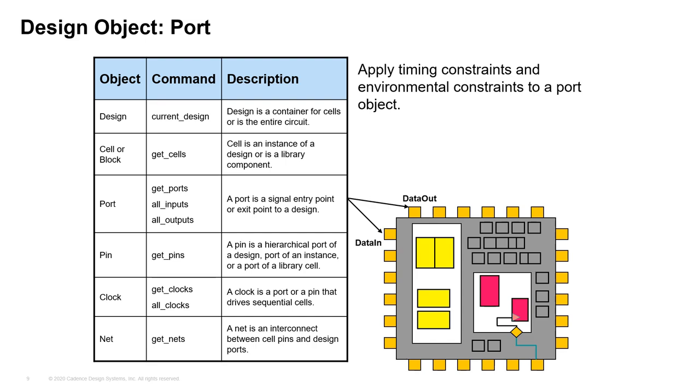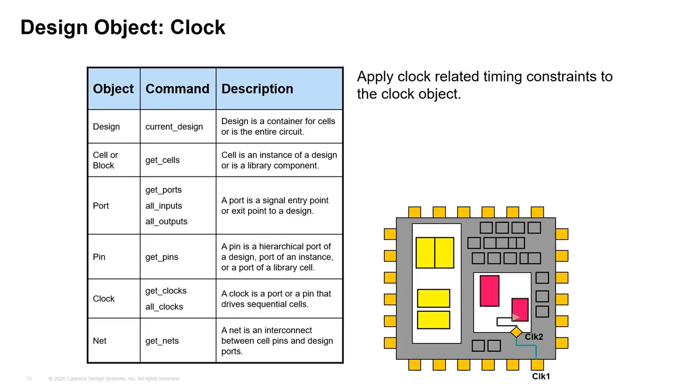To find and use a port object, you can use a get_ports command. Pins are like ports of your sub-design or inputs and outputs to a cell. So any constraints that need to be applied at the hierarchical port level of your design would be applied at the pin level. If a port is defined as a clock, then that becomes a clock object. So you would define period, waveform or anything related to a clock on a clock object.